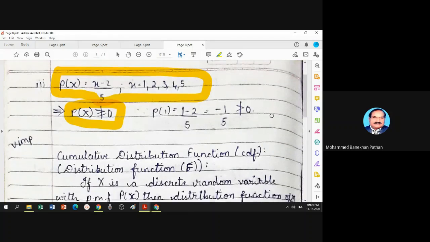In tomorrow's class, I will start a new topic. So I solved totally 5 different types of questions based on probability mass function and probability distribution.